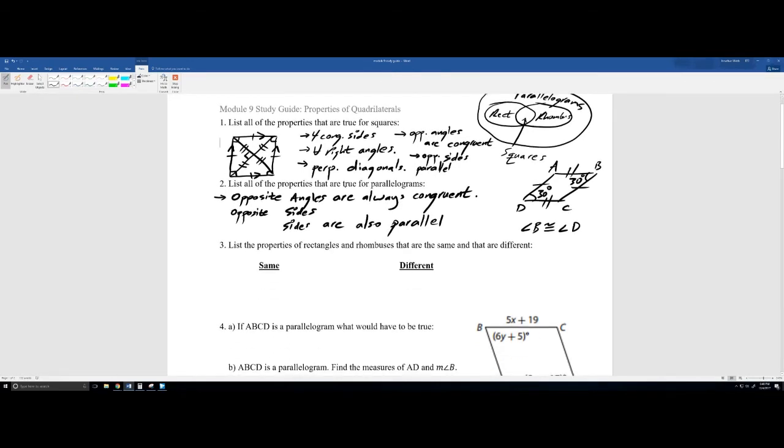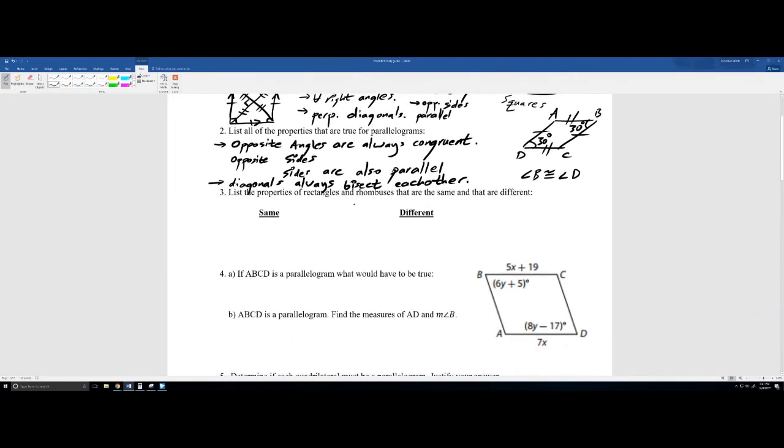Again, properties that are true for parallelograms: diagonals always bisect each other. So make sure you remember that as well.